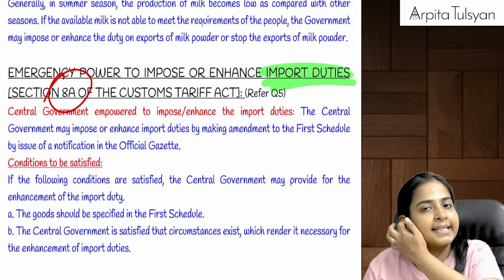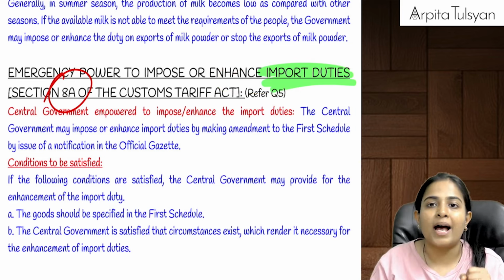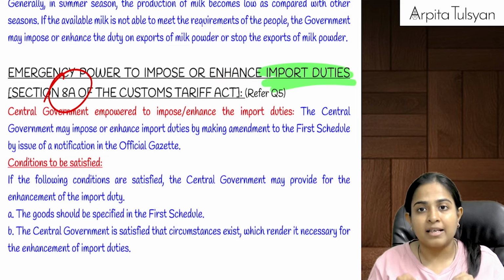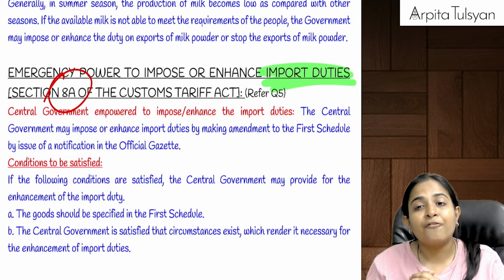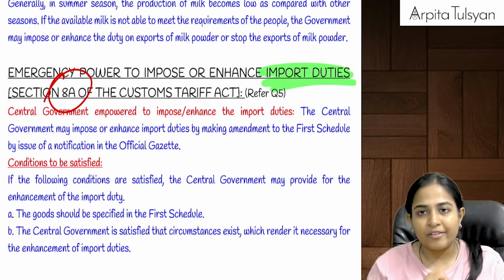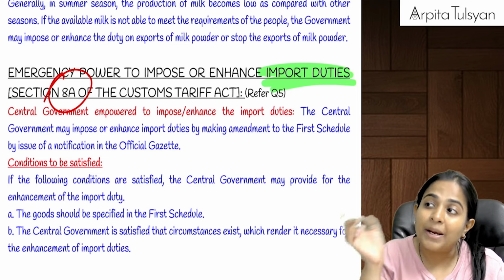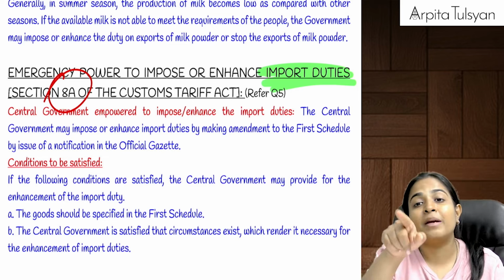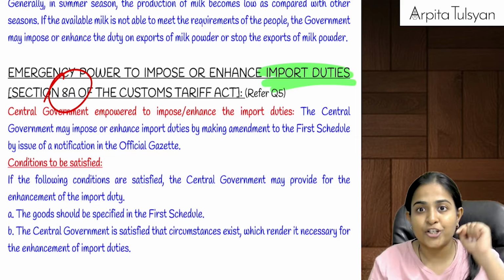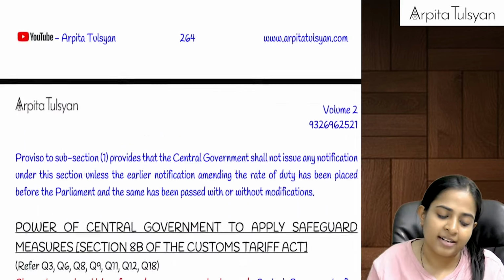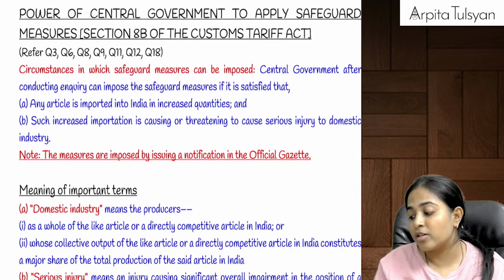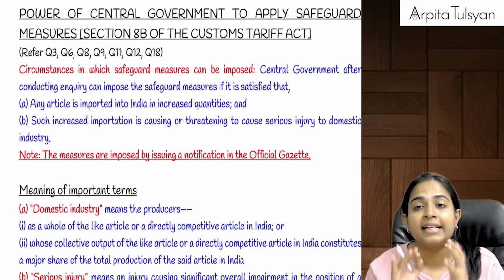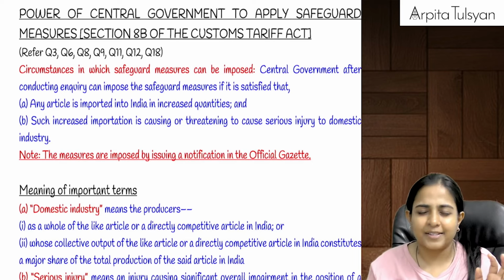Section number 8A says that similarly, the central government also has the power to impose import duty or to enhance the import duty. But for that purpose, the central government will have to pass a notification in the official gazette, and the product on which we want to enhance the import duty should be mentioned in the first schedule to the Customs Tariff Act. Then only the central government can do so, and both sections can be used only when the central government is of the opinion that it is necessary to do so in public interest.